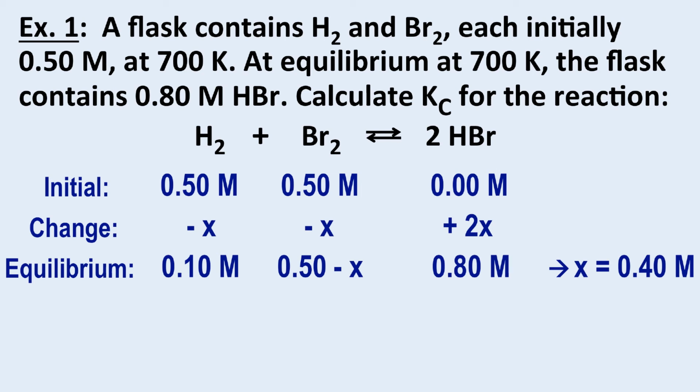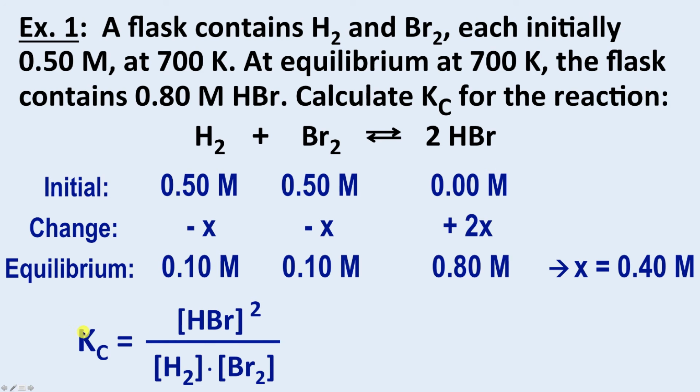Br2 is exactly the same thing. 0.50 minus 0.40 is 0.10. And so we now know the concentrations of each substance at equilibrium. And if we remember that the equilibrium constant expression, K sub C, is HBr squared, so the products, or the substances on the right, raised to the coefficient, in this case 2, and then divided by the product of the reactants, or the substances on the left, and those are H2 as well as Br2, and each is to the first power because their coefficients are 1.